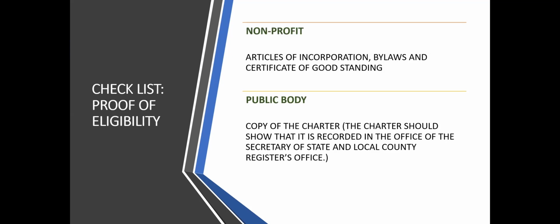Now, if you are a nonprofit who is applying for this money, you have to show that you are tax exempt. Basically, you really are a nonprofit. And so you're going to have to show your articles of incorporation, your bylaws, and a certificate that your organization is in good standing. If you're a public body, that means that you're going to have to show your charter. And the charter should be recorded.